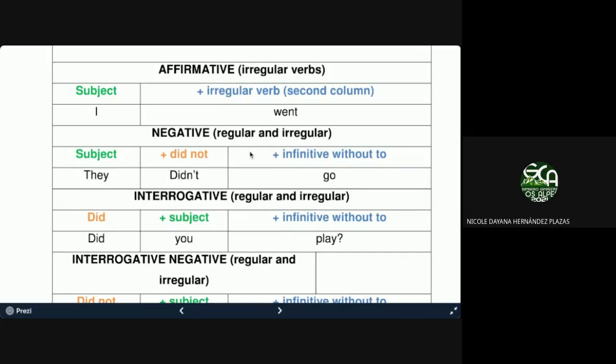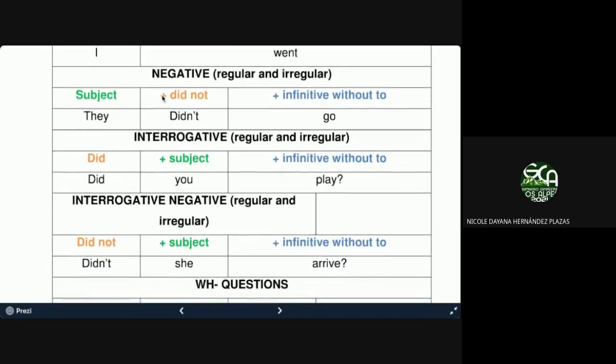And in negative, you are going to use your auxiliary verb, that is did not or didn't. So didn't go. Verb in infinitive. Cuando tienes el auxiliar, el verbo va en infinitivo. Recuérdalo. They didn't go or they did not go.